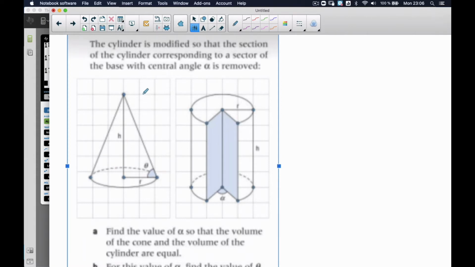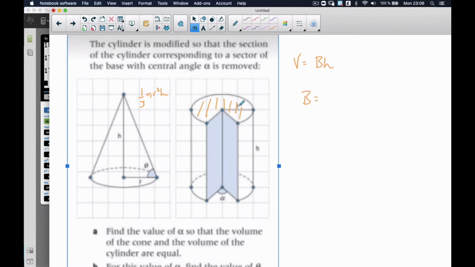Well, I know that the volume of the cone is 1/3 pi r squared h. Okay, and so now I need to find a formula for this volume. Well, I know for the volume of that cylinder, it's going to be the base area, which is this funny sector, times the height. So let's work on this base area.